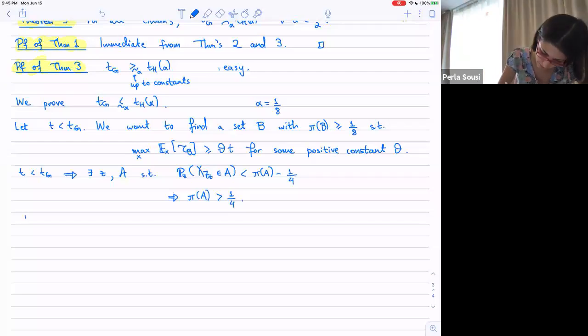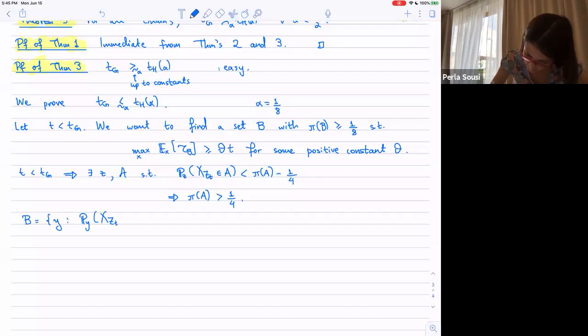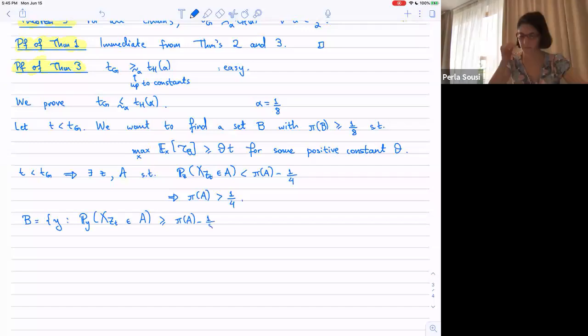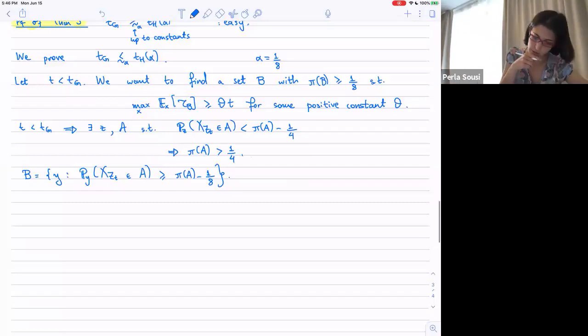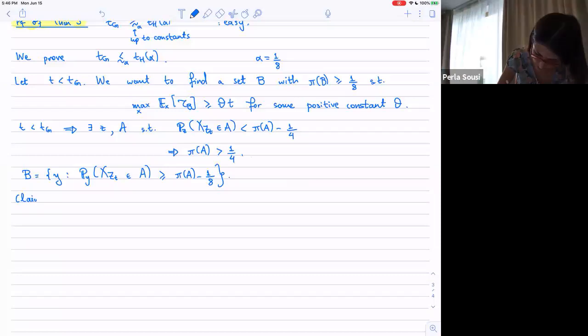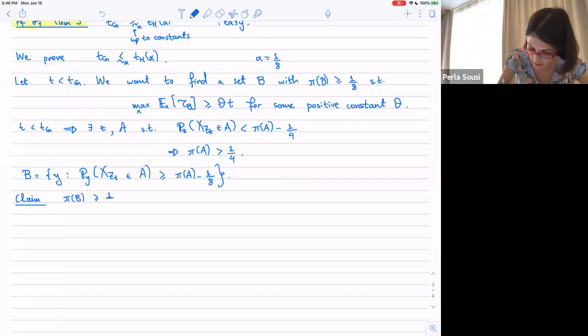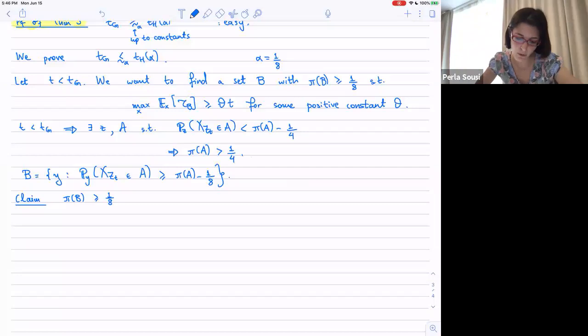So let me define B to be the set of points Y, so that starting from Y, the probability that after T steps we are in A is at least pi of A minus 1/8. So there are two things we want to prove. The first one is that pi of B is indeed a large set, so it has measure at least 1/8. And the second thing we'll prove is that it satisfies this condition here.